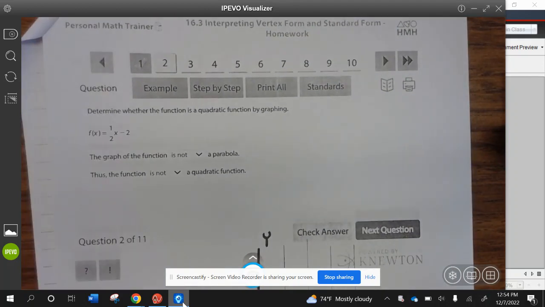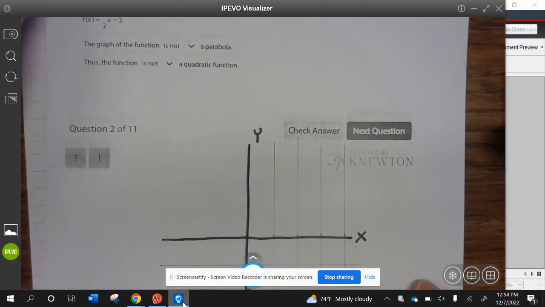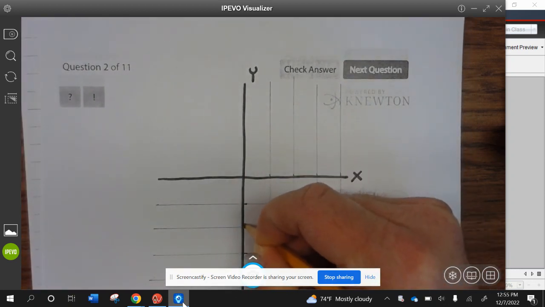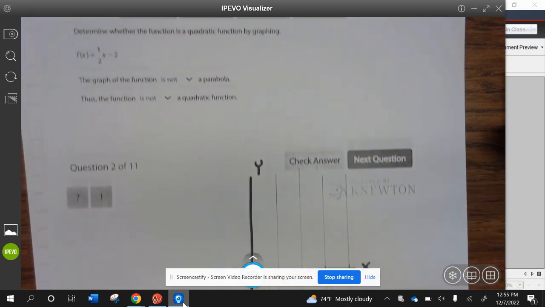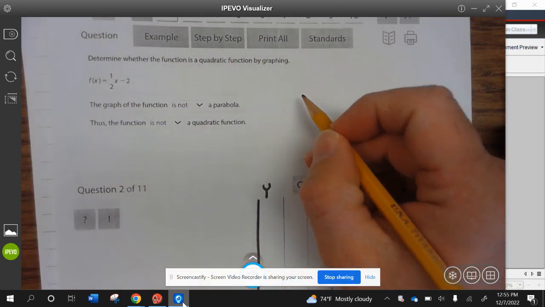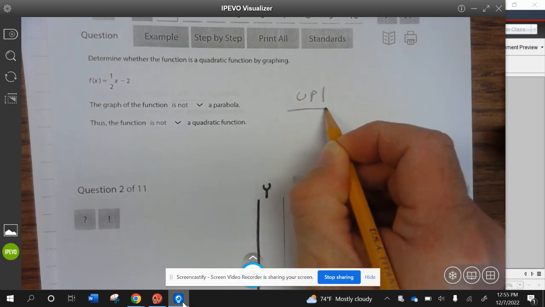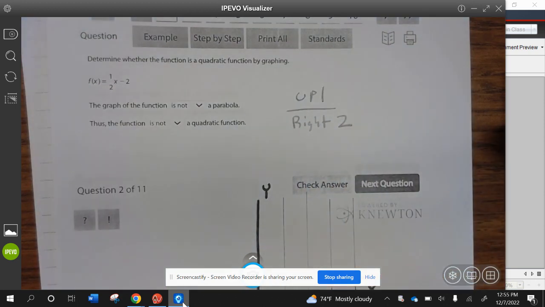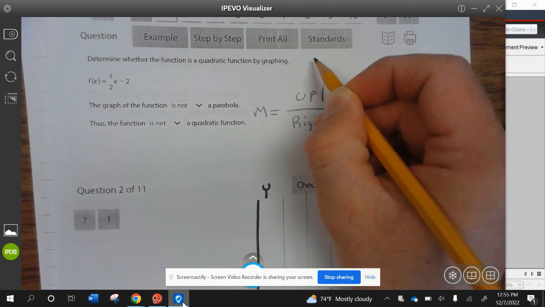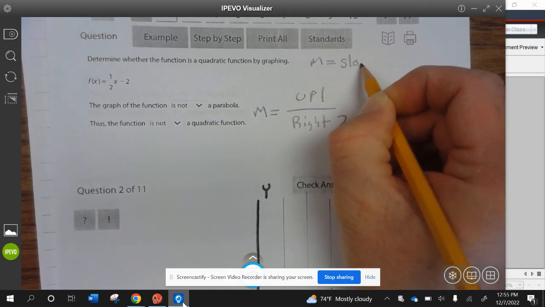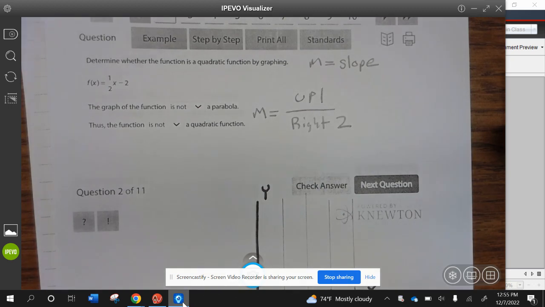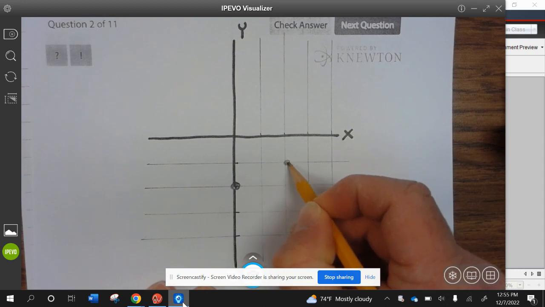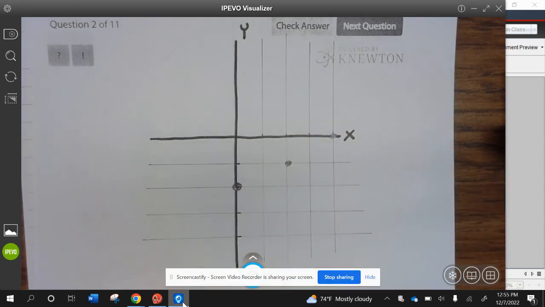Determine whether the function is a quadratic function by graphing. To graph this, we start at our y-intercept, which is (0, -2), and our slope is 1/2, so we go up 1 to the right 2. We use the letter m for slope. So slope is up 1, to the right 2. So we go up 1 to the right 2, up 1 to the right 2.